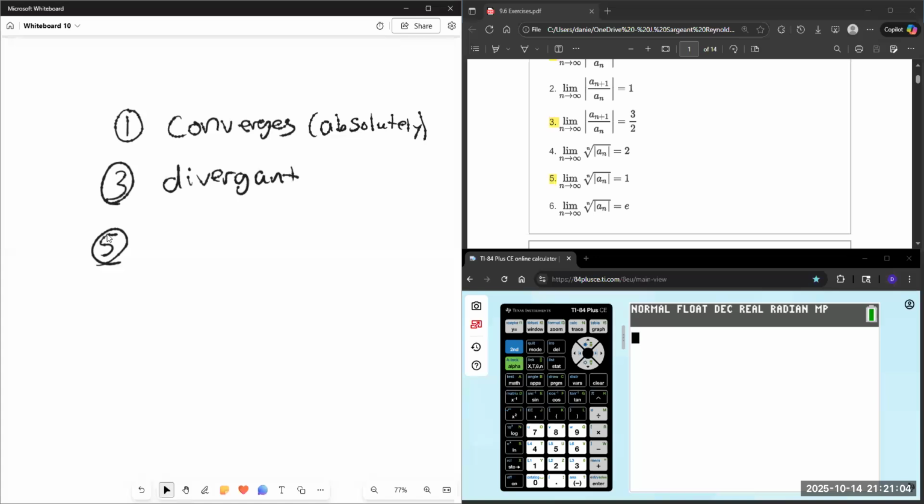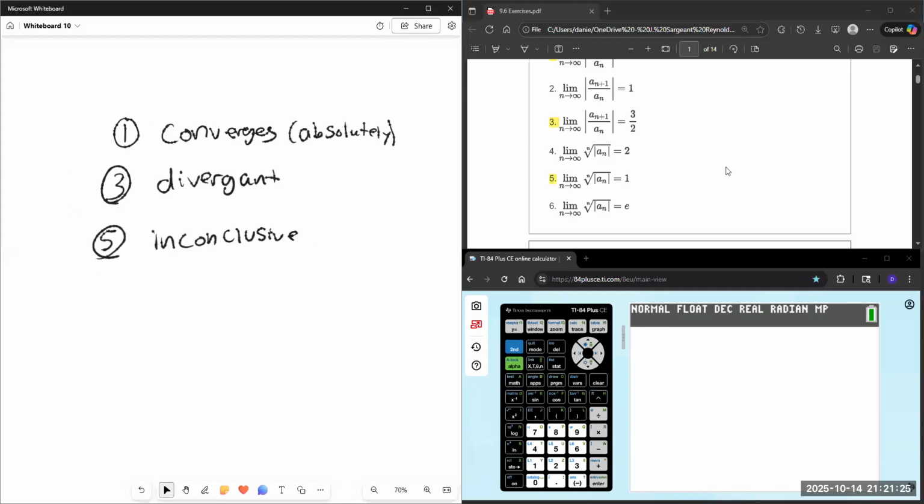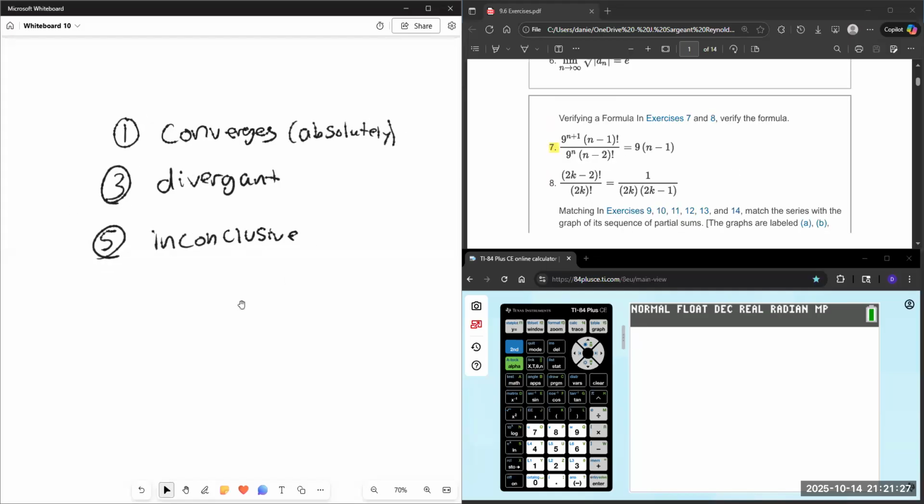The same thing goes for the root test, which has the same conditions. So if the nth root test comes out to be greater than 1, it's divergent. If it's less than 1, it's convergent. If it's equal to 1, it's inconclusive. So you could probably do all 6 of those pretty easily. Let's go ahead and look at number 7.